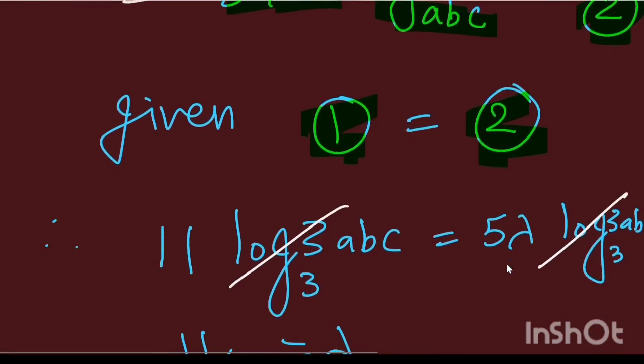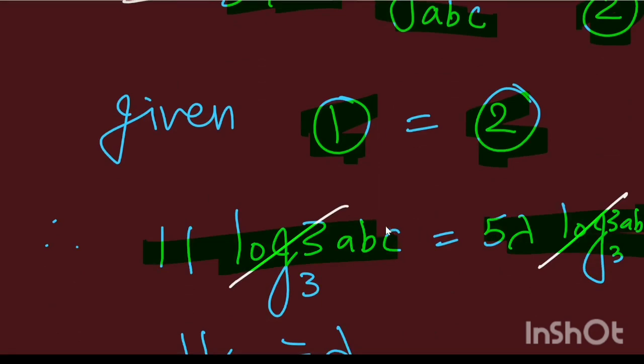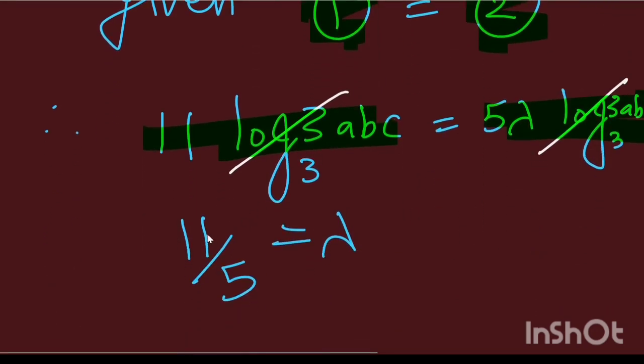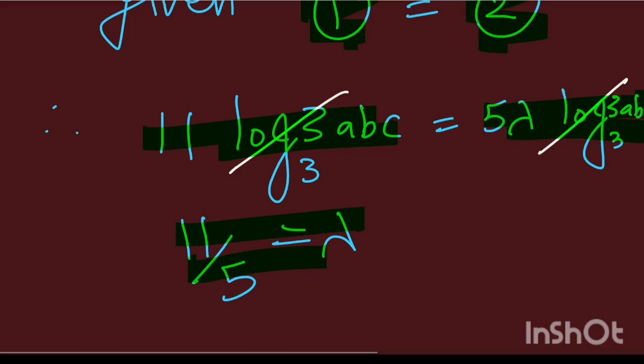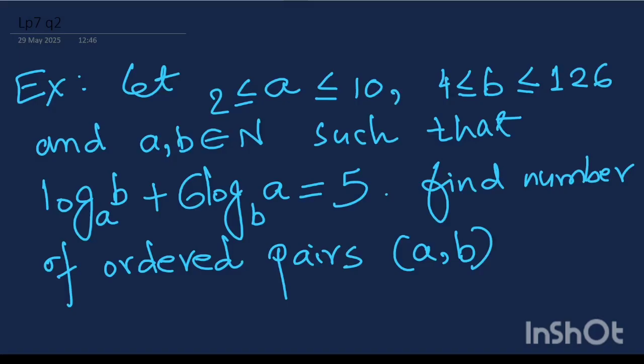So the first we will substitute, which is this. The second we will substitute, which is this. So log cancels out. 11 by 5 is lambda, which is the answer, guys. Okay. Try this question, guys.